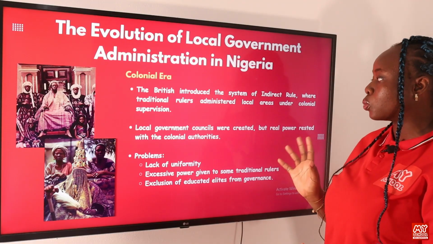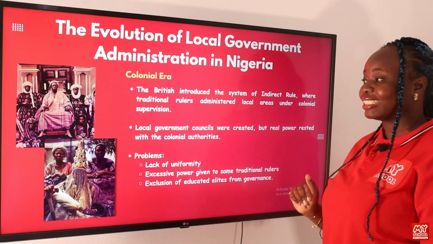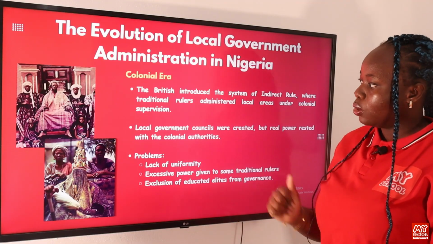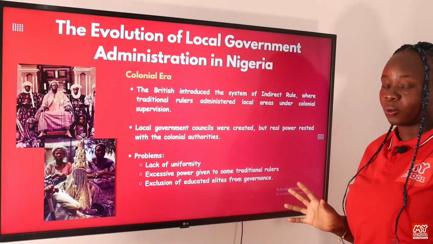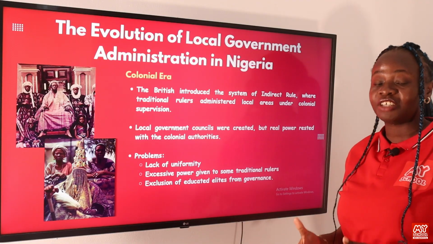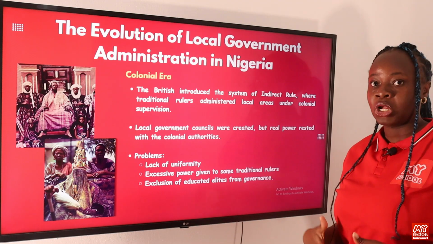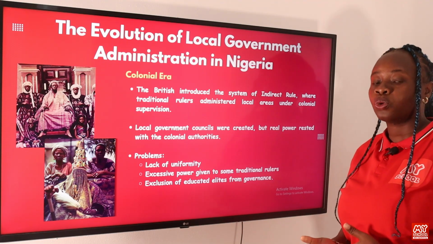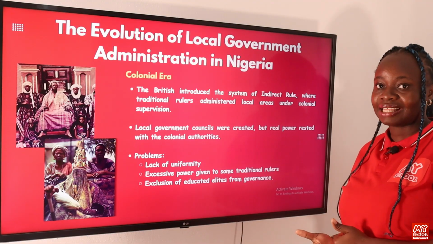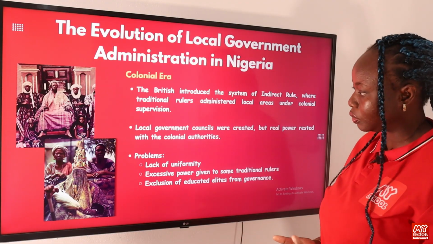So the various local areas were therefore administered by these traditional rulers. Local government councils were created, but real power rested with colonial authorities. Remember, they had to receive policy direction from the Governor General. They are not allowed to make laws or enforce laws within the society. They have to follow the policies that were handed down to them from the central authorities.